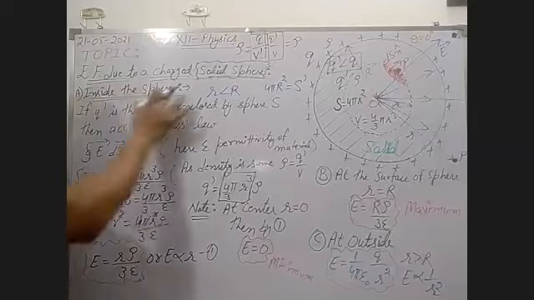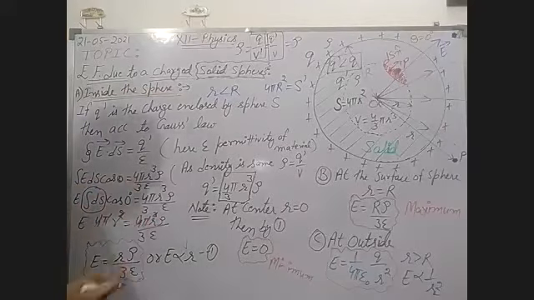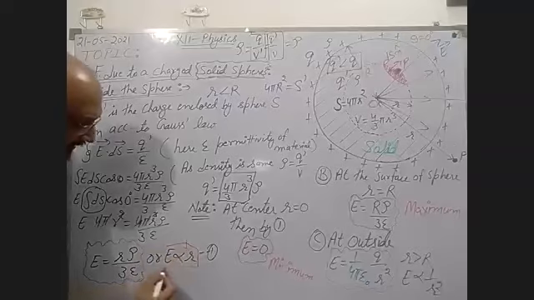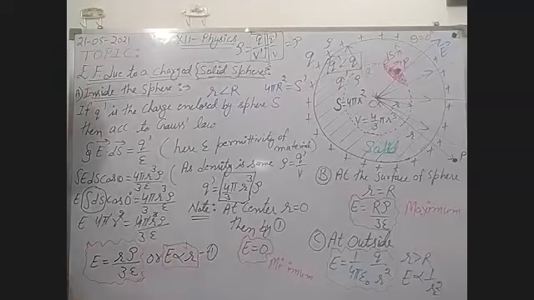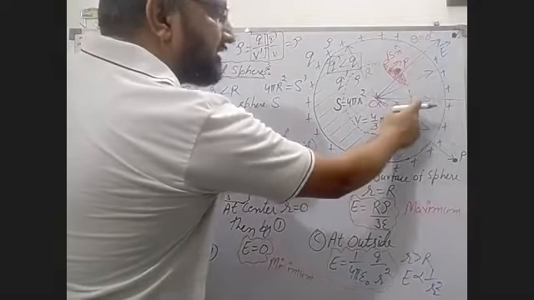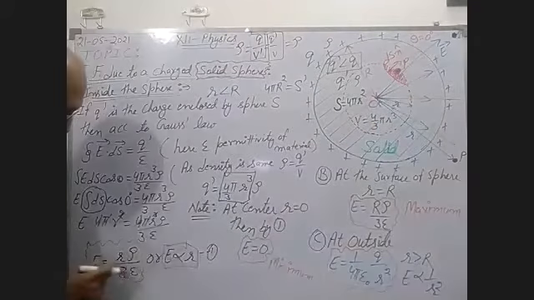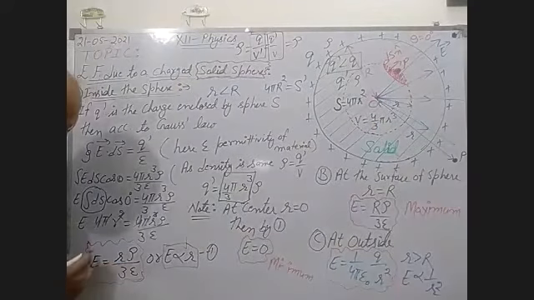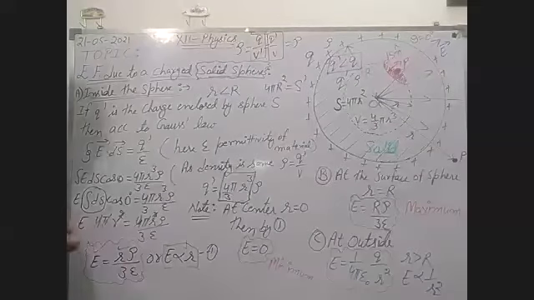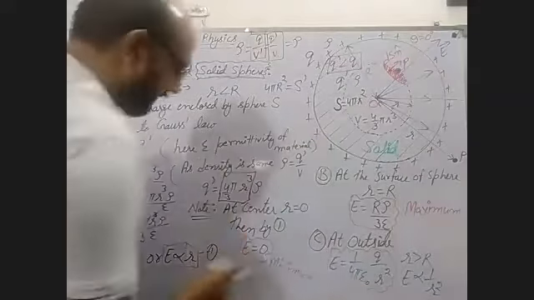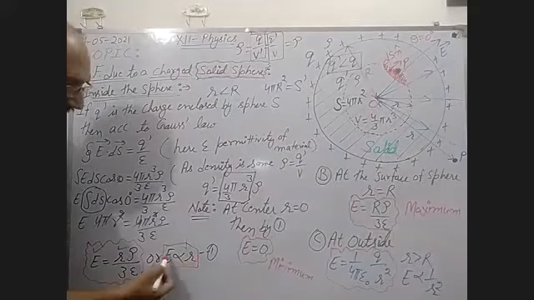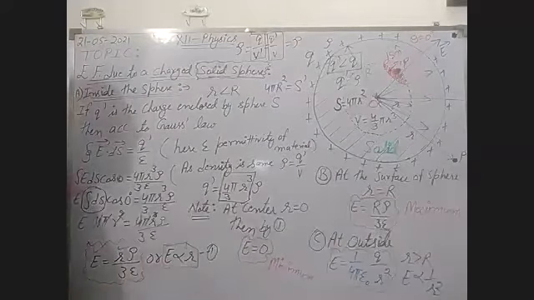In this case, inside the sphere you can use this. You can also write it in such a way that the electric field is directly proportional to r. In this formula, E is directly proportional to r inside the sphere. What is the meaning of this? If r increases, then the electric field also increases.